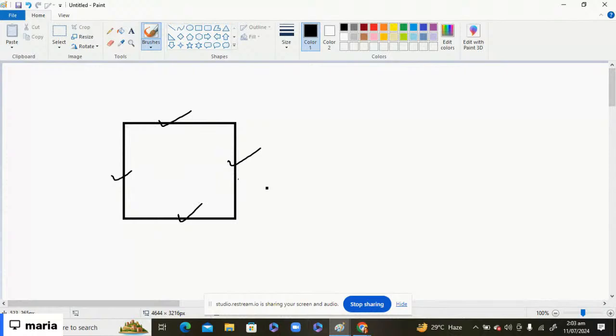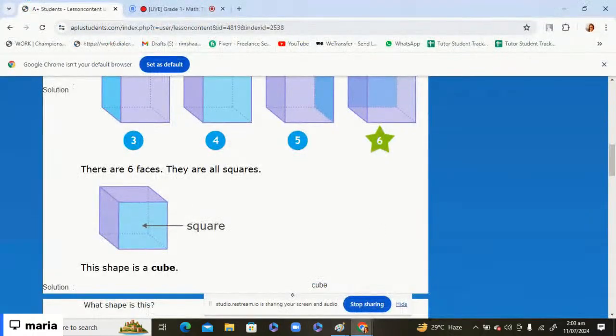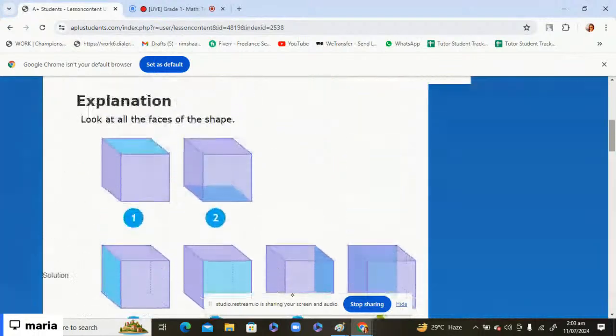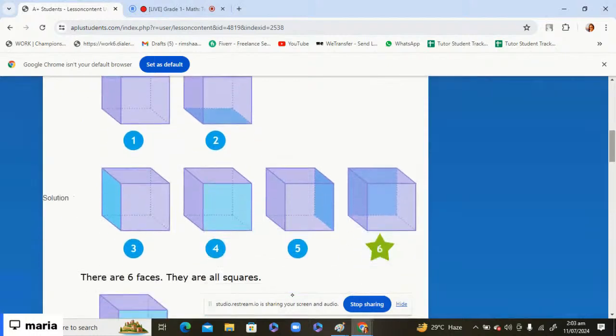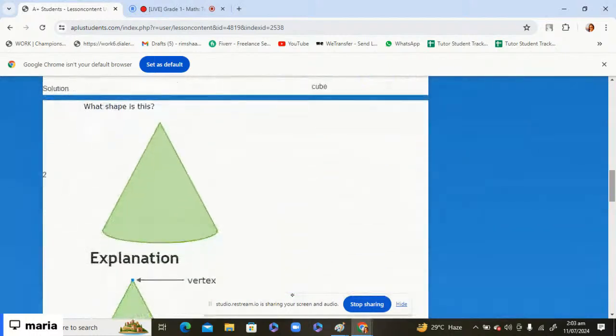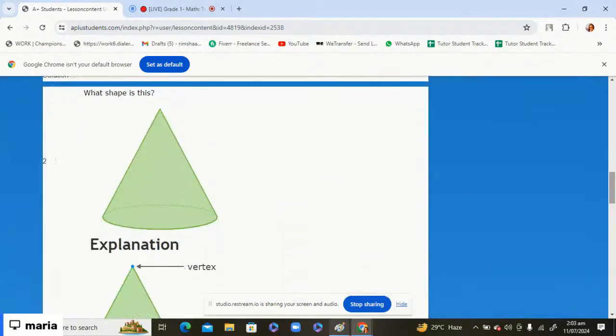And when we see this figure, all of its faces are the same square size. When we look at the top, the bottom, front, back, left, right, and check all of them, this is basically a cube. So if I'm going to write it down, there is a cube.